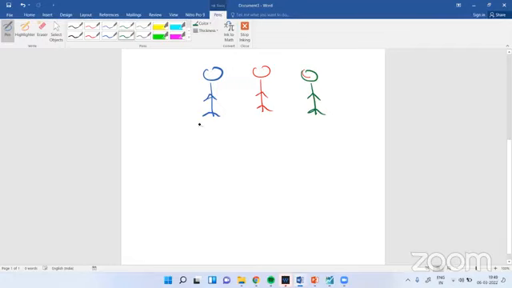They will be running in the straight line. How many ropes we will require? We will require 2 ropes. All of you are very much clear. We will require 2 ropes, 1 and 2. Is it clear?